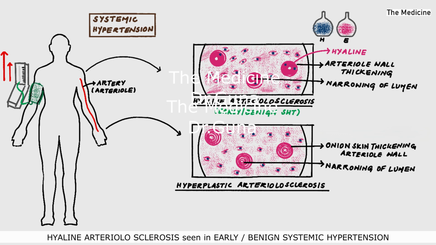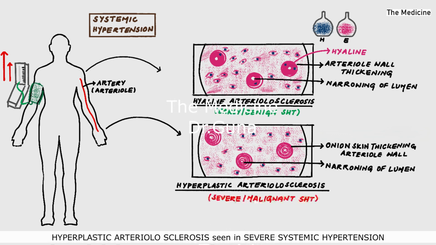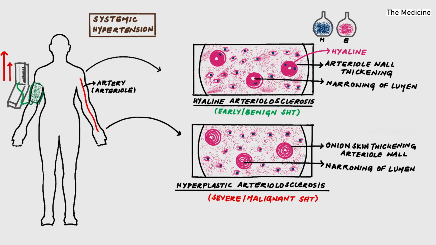Hyaline arteriolosclerosis is seen in early benign systemic hypertension, and hyperplastic arteriolosclerosis is seen in severe systemic hypertension. And that concludes the presentation.